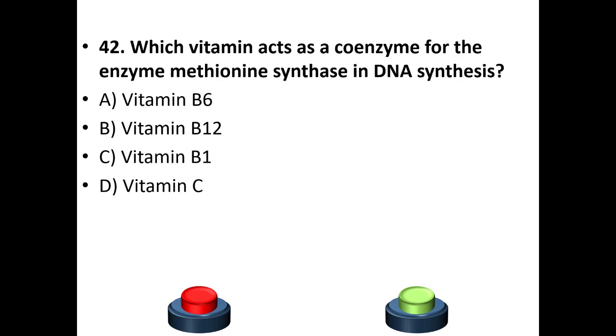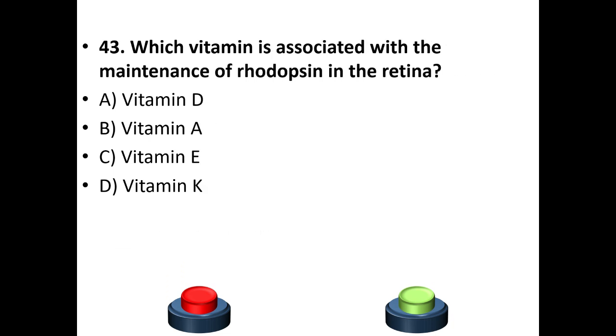42. Which vitamin acts as a coenzyme for the enzyme methionine synthase in DNA synthesis? Vitamin B6, B12, B1, vitamin C. Which is the answer? Your answer is B, vitamin B12 or cyanocobalamin.